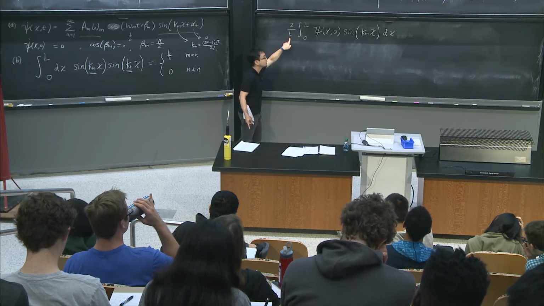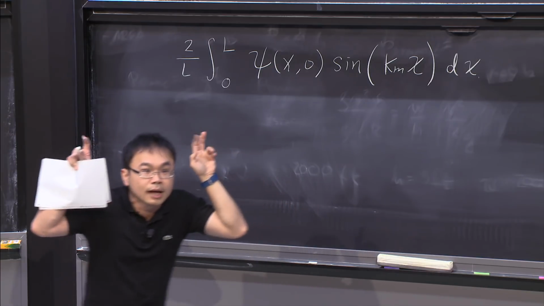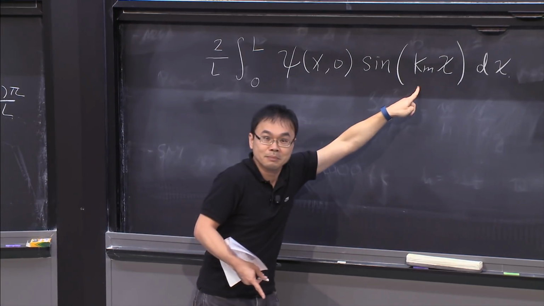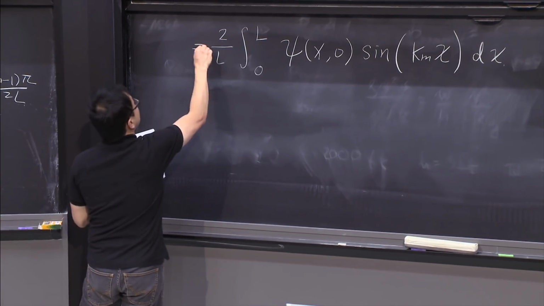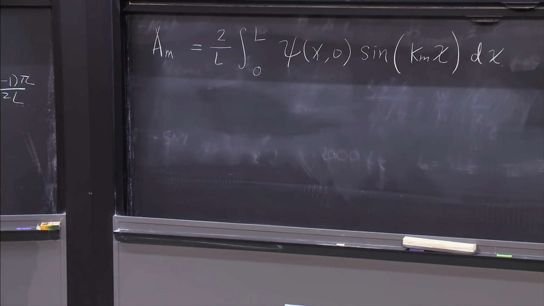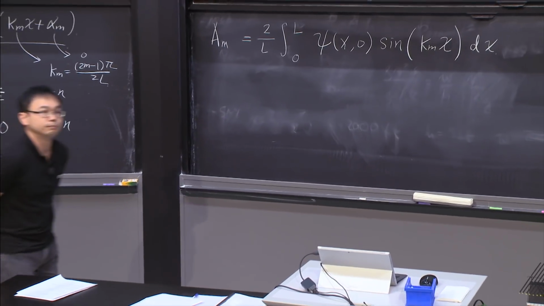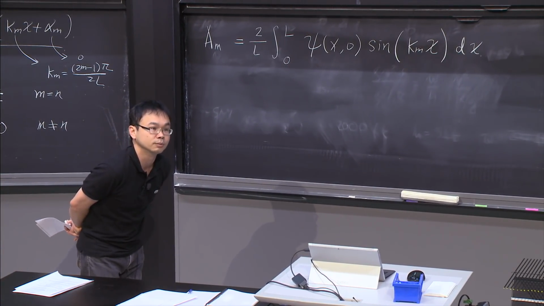Okay? So you can see that this is like a mode picker. I'm picking up a mode with this tool. This is like this tool. I'm picking this mode, which is actually matching my k_n. It's a miracle that this becomes A_m. I hope you get this idea, even if probably you haven't heard about Fourier decomposition before.